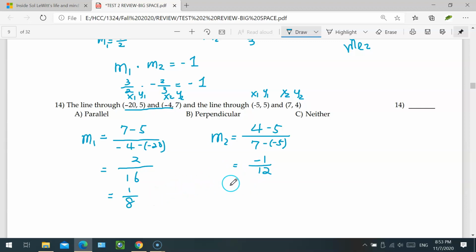The product of these two: although this has a negative sign and this has a positive sign, when I multiply these two, 1 over 8 times negative 1 over 12, there is no way I will get negative 1. In fact, the output of these two is negative 1 over 96. This is not negative 1. So therefore, they are not perpendicular. So the only condition left is neither. They are not parallel, and they are not perpendicular.